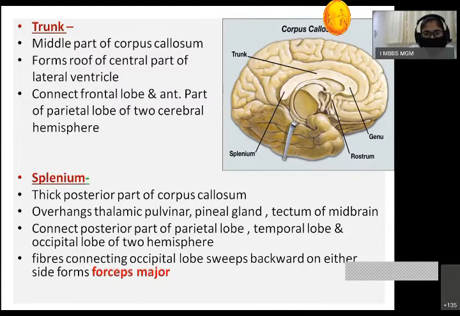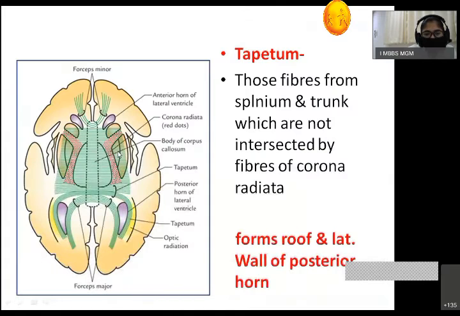Here we can see these are the parts of the thalamus. Then this is the body of the corpus callosum. This is a schematic representation. This is the posterior horn of the lateral ventricle.